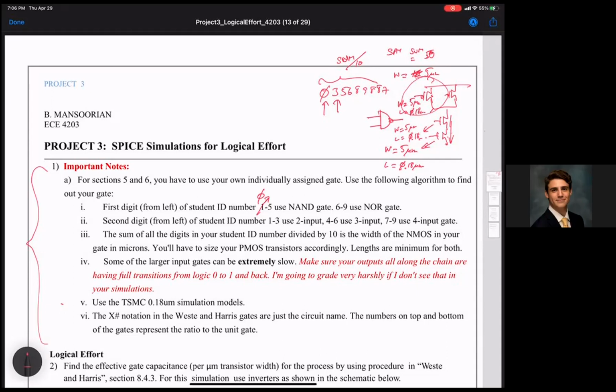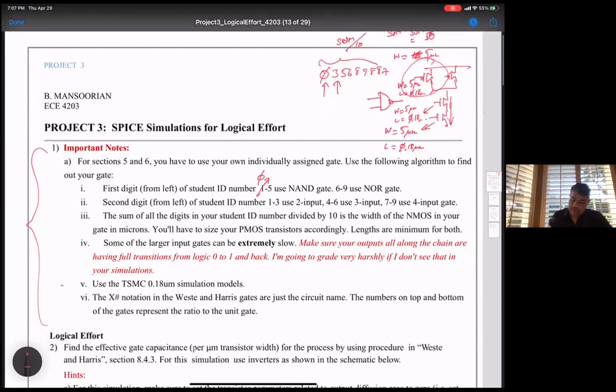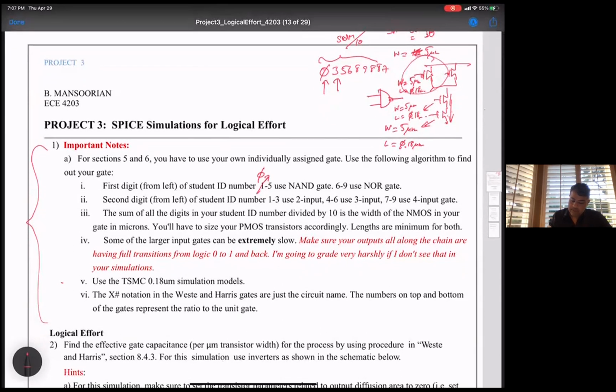Obviously, a 3-input NAND gate will be different, and a NOR gate will be different. So this decides your NMOS input size in microns, and then you size the PMOS transistors accordingly. The lengths are minimum for both.